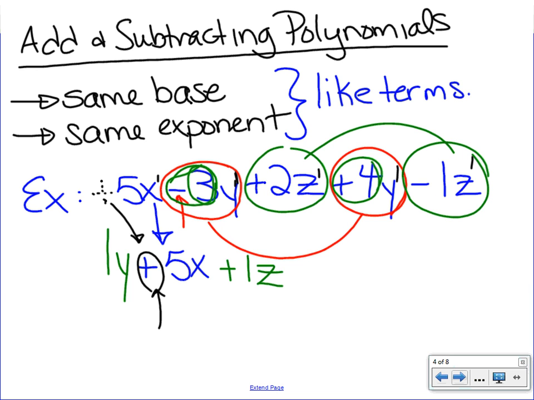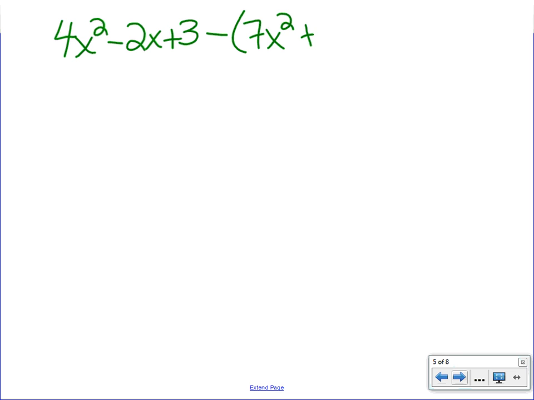Let's take a look if we put some brackets in there. How does that change things? Okay, if we want to add and subtract polynomials with brackets, we need to first remember how to multiply. So if I've got a polynomial like this, 4x squared minus 2x plus 3 minus 7x squared plus 2x plus 3. If I want to add those polynomials together, I first have to distribute that negative sign into the bracket.